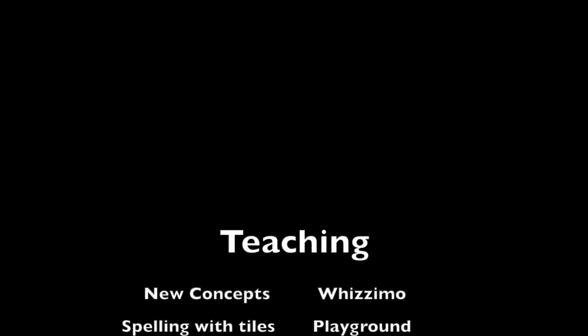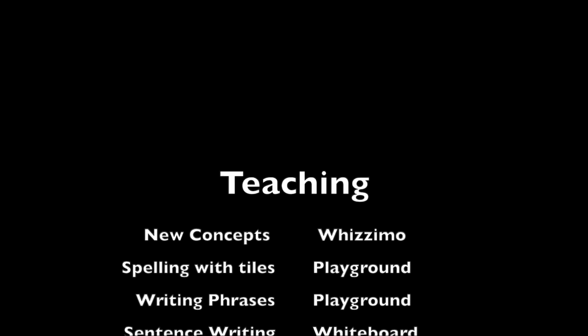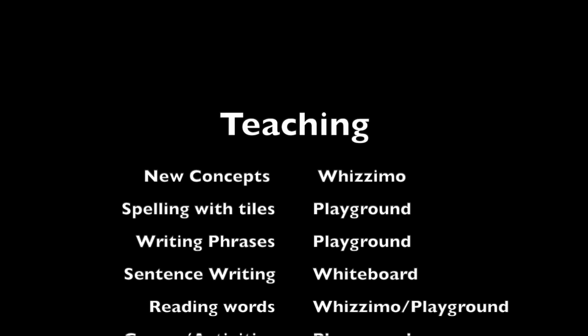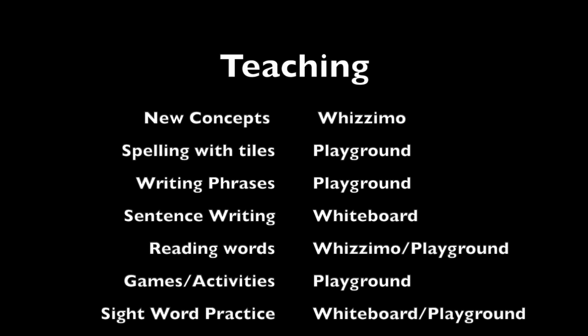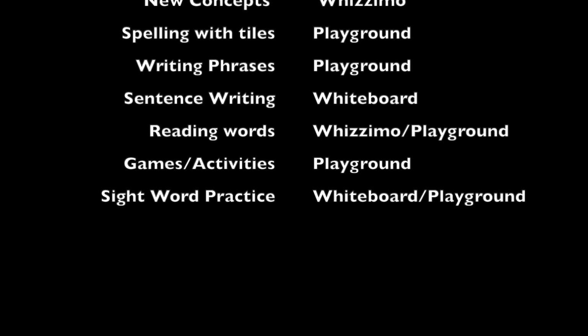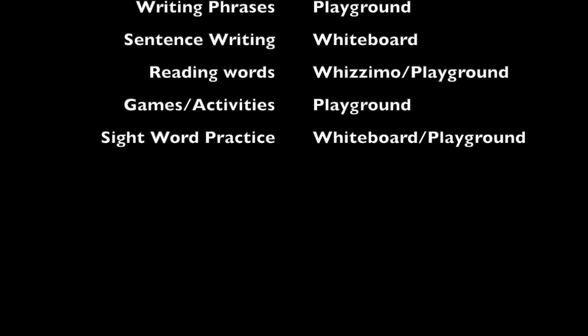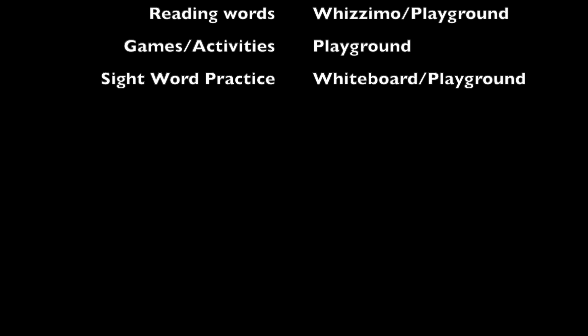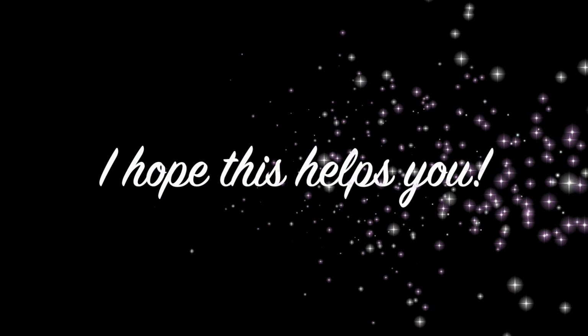So in summary, the way I structure my teaching is new concepts are taught using Wizmo and the co-browser. Spelling with tiles I try to do in the playground. Writing phrases I also do in the playground. I just make a big sticky. Sentence writing on the whiteboard. Reading words I use Wizmo or the playground. Games and activities, playground. Sight word practice, whiteboard and the playground. I hope this helps you understand how I use the whiteboard, the co-browser, and the playground to teach.